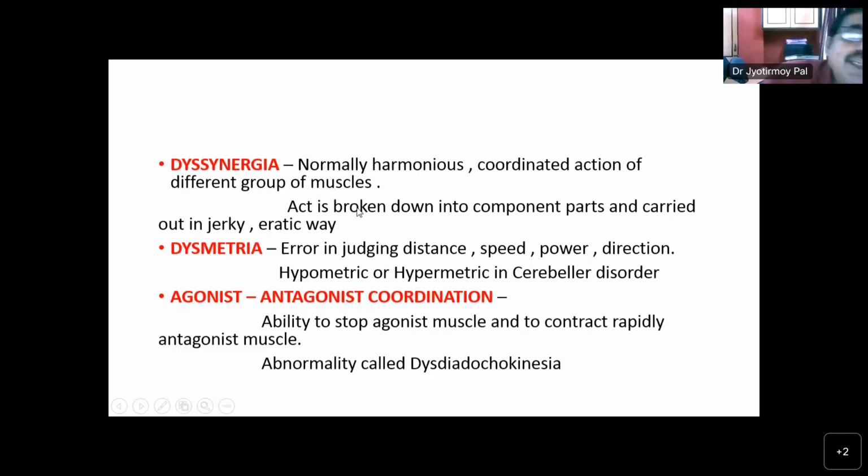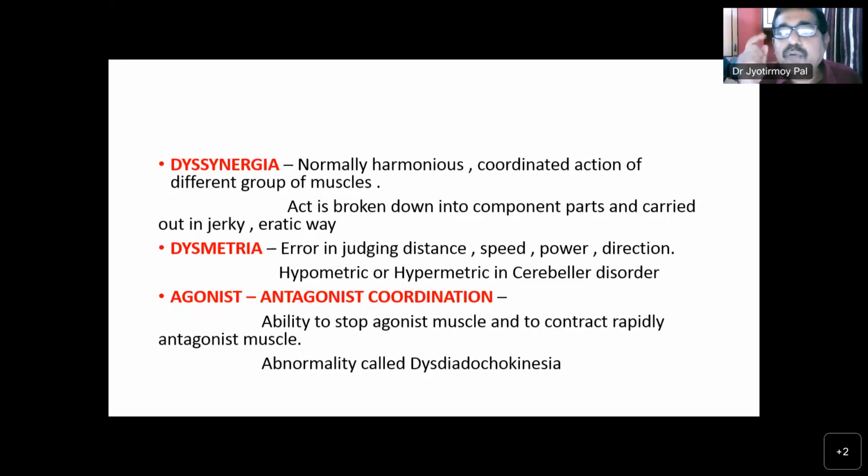In case of dyssynergia, the act is broken down into small component parts and carried out in a jerky and erratic way. I will show the picture later on. Dysmetria: error in judging the distance, speed, power, and direction.